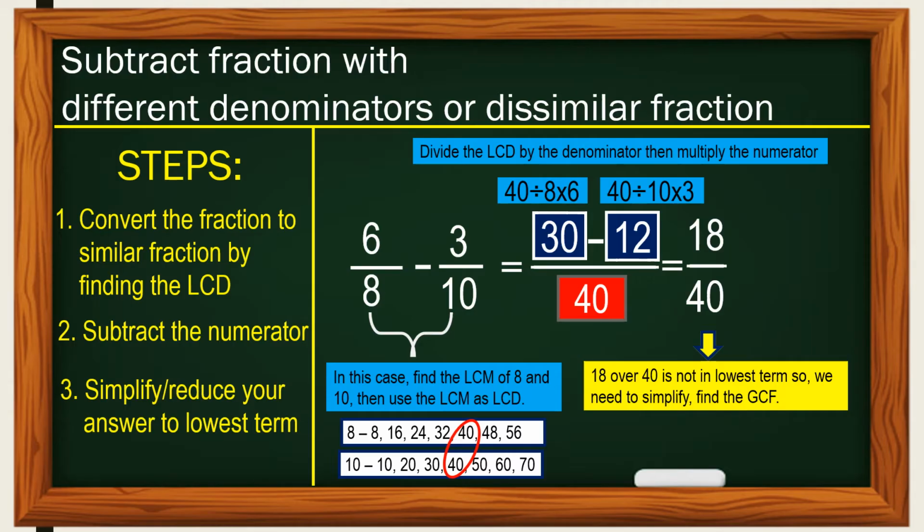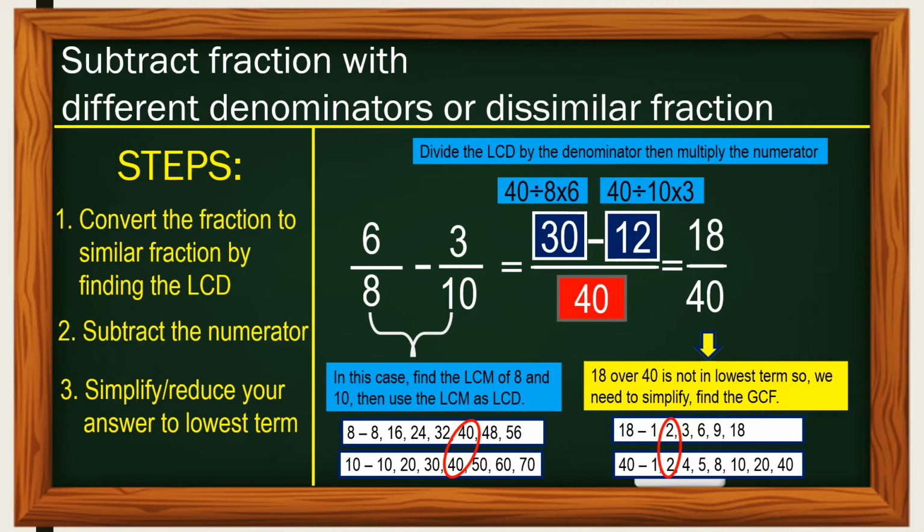Now, 18 over 40 is not in lowest term. So we need to simplify by finding the GCF of 18 and 40. So what are the factors of 18? So we have 1, 2, 3, 6, 9, and 18. The factors of 40 are 1, 2, 4, 5, 8, 10, 20, and 40. And the greatest common factor is 2.